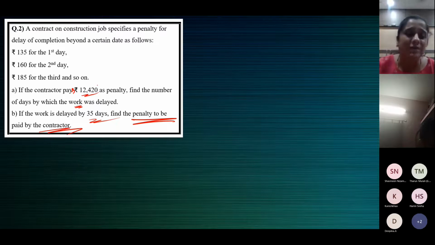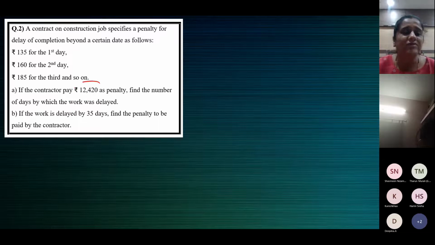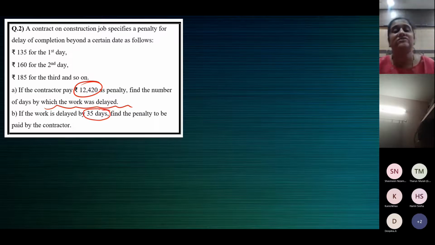So in the first case, the penalty is given. You will have to find the number of days by which the work was delayed. In the second case, the number of days by which the work is delayed is given to you.